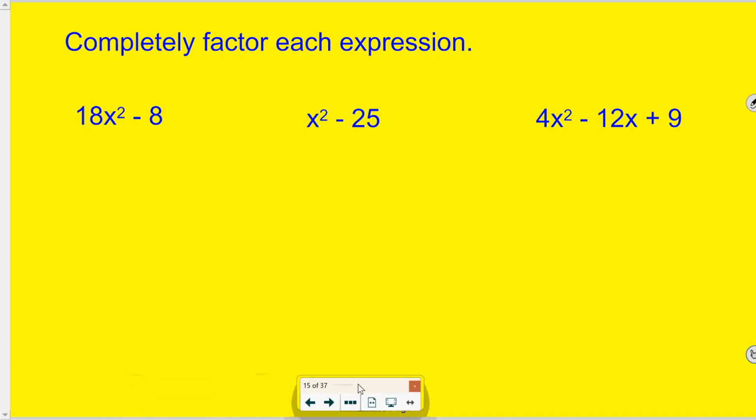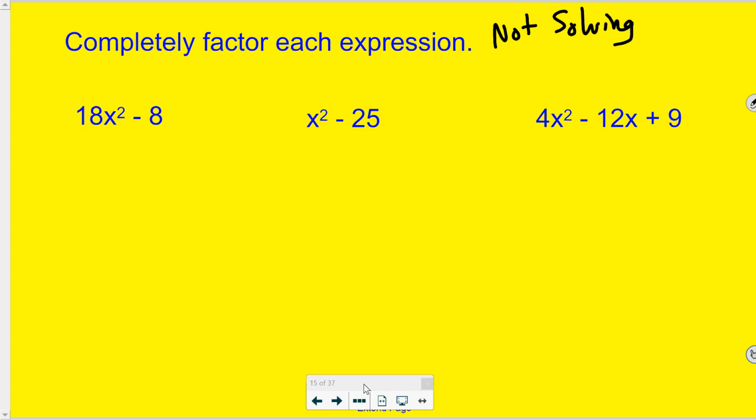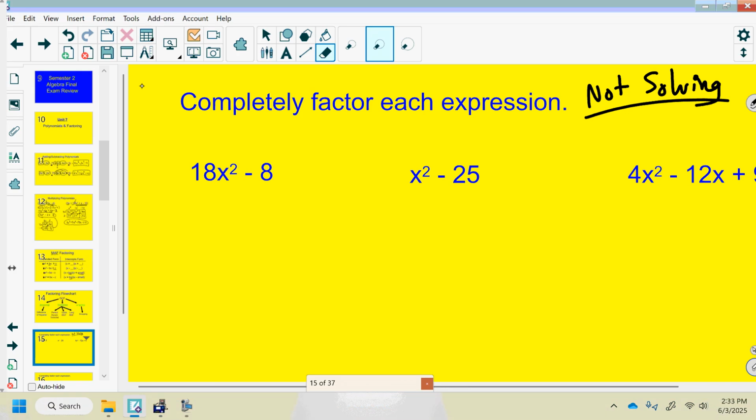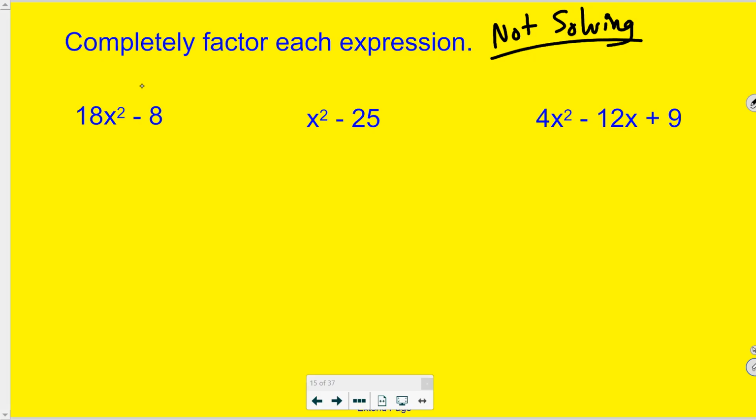So the rest of what I've got here is a few examples, pretty much some of each. Completely factor. Please note, this is not solving. The unit we just wrapped up at the end of the semester had an equals 0, and you were supposed to give a number like x equals 4. That is not the case in this part of the unit. You are supposed to just write them into the parenthesized groups, and that's it.